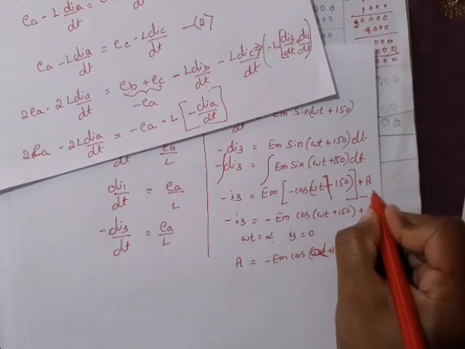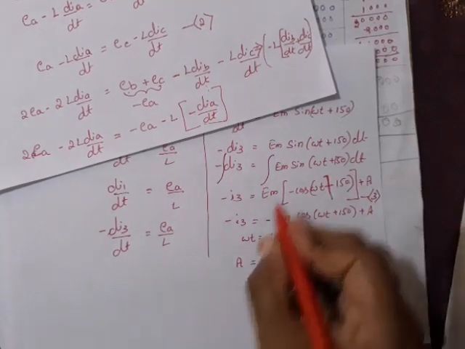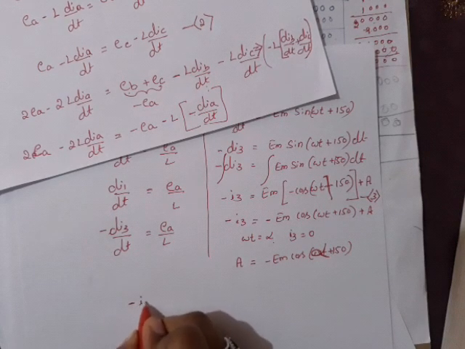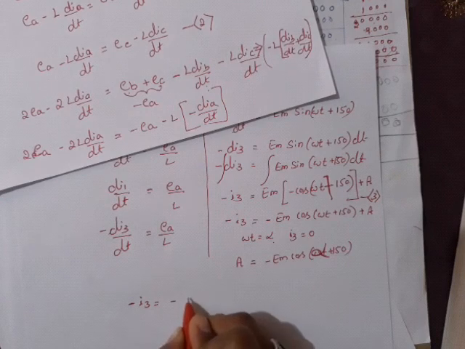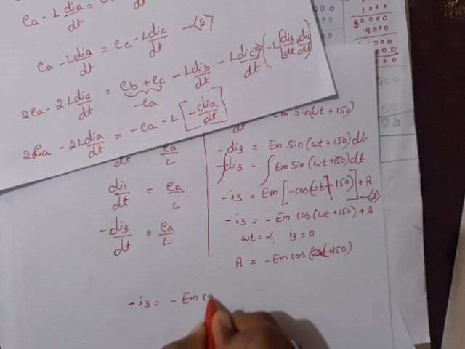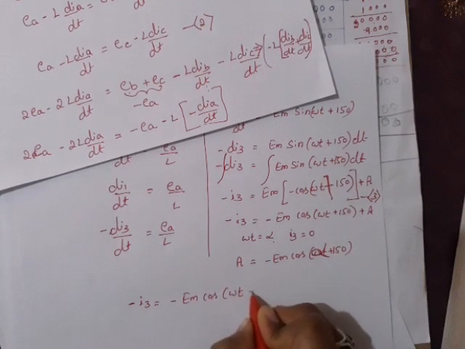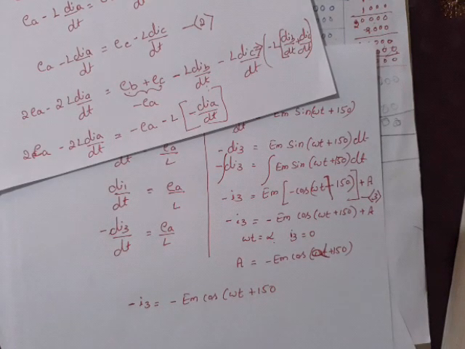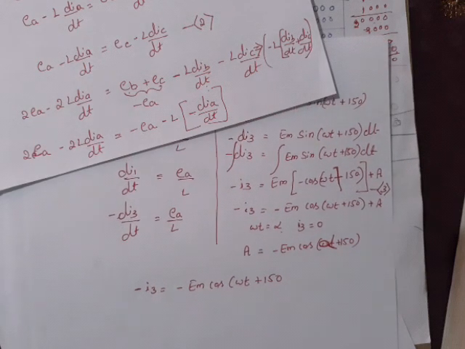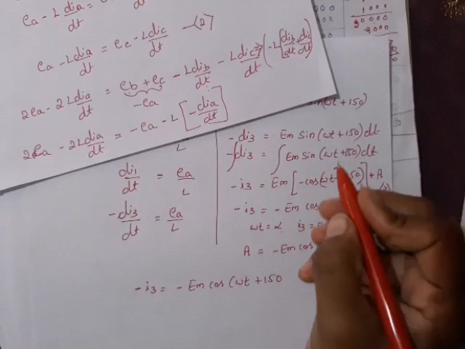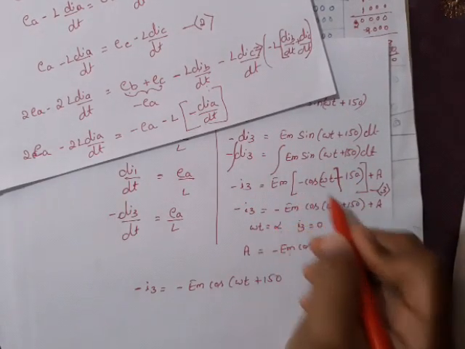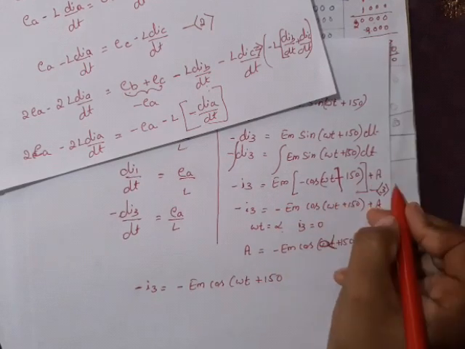Let me call this equation 3. So substitute the a value in equation 3. Minus I3 is equal to minus Em cos(omega t plus 150). Okay guys, sorry, we can do it like this now. A small mistake has happened. Integration of this one is minus cos(omega t) plus a.